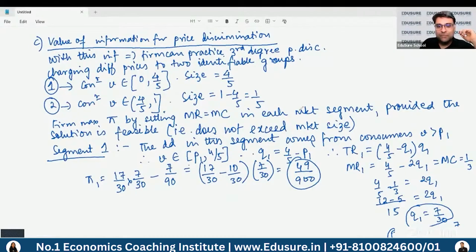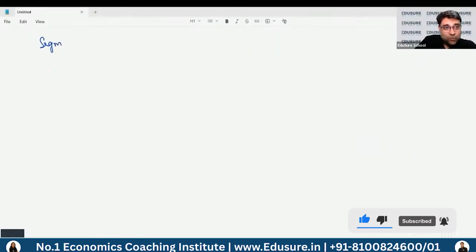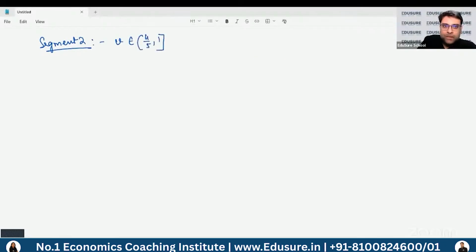This is segment 1. Now we'll go into segment 2. Erasing this. Clear? Okay, we didn't have any space. Sorry. Segment 2: high value consumers, with valuation between 4/5 to 1. Basically, who will consume when price P2 is between P2 to 1. Therefore, demand is 1 minus P2. So total revenue is (1 minus Q2) into Q2.